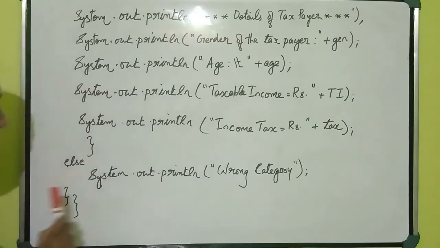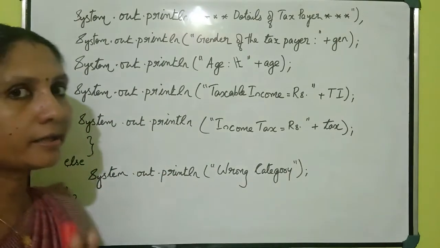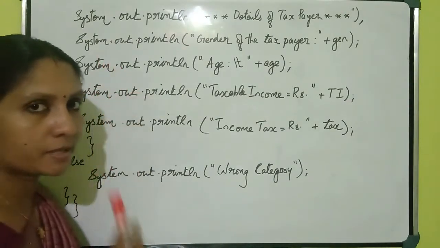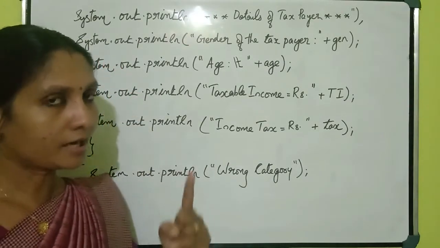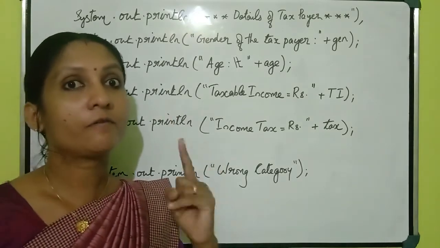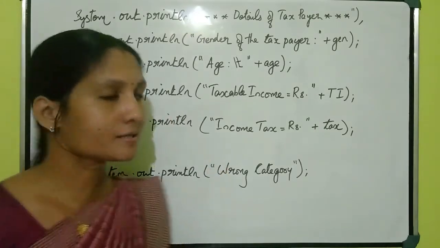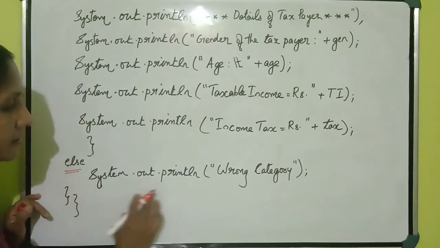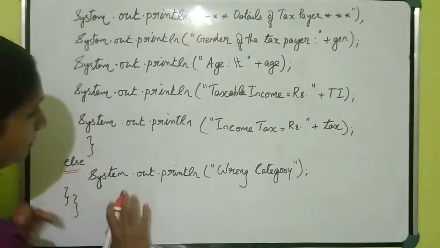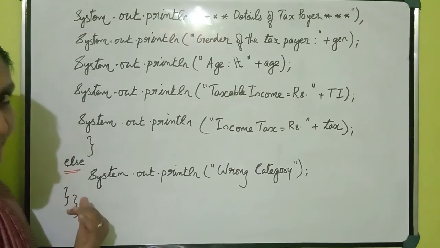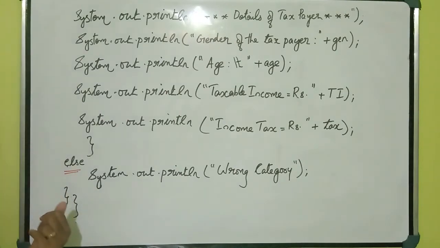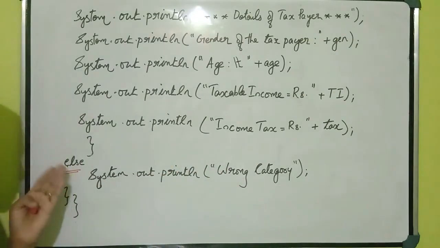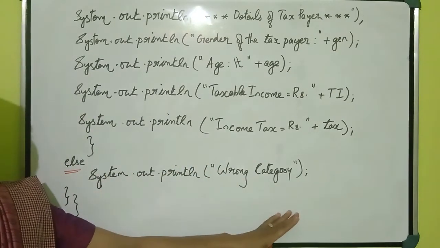Okay. After finishing all the printing of the variables in the condition, we need to close the bracket, the first if statement's bracket. And if the condition is wrong, what do we need to print? Wrong category. How can you print that? With the help of the else statement. Okay, System.out.println wrong category. This is the first if-else. First if condition, else statement. If that condition is wrong, it will follow this else statement. Like this way we can write.